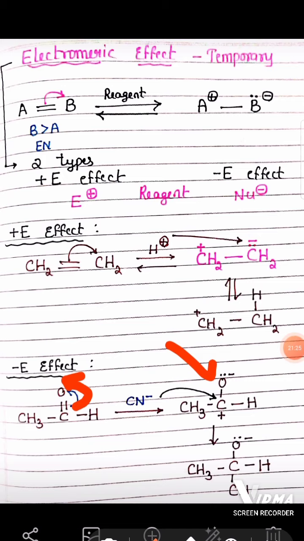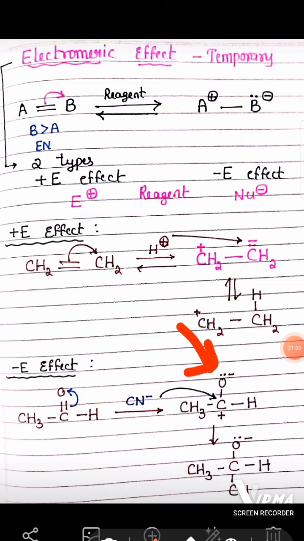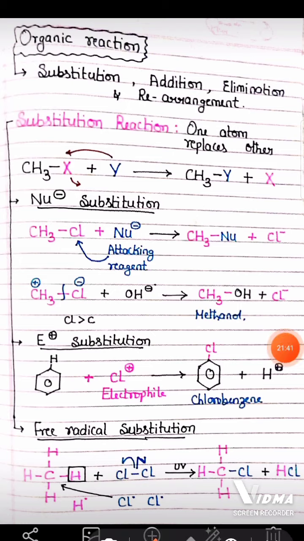Oxygen gets negative charge and carbon gets positive charge. So we will get this intermediate. Now to this intermediate, the negative cyanide ion attacks the positive carbon atom, and we will get this product. That shows negative electromeric effect.